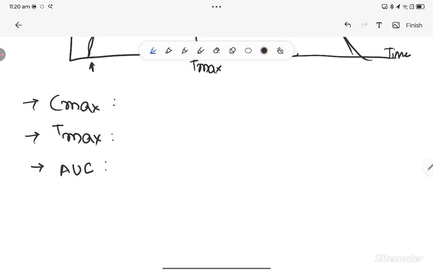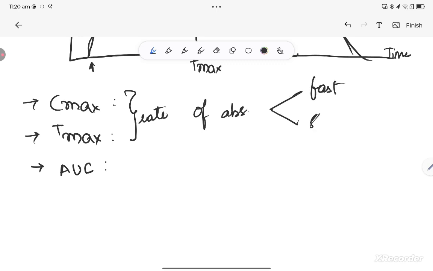Clear? These two help us in understanding the rate of absorption. Is it fast or slow? Clear? In the same way, area under curve helps us in understanding the extent of absorption. This will tell us whether it is completely absorbed or incompletely absorbed or anything else.